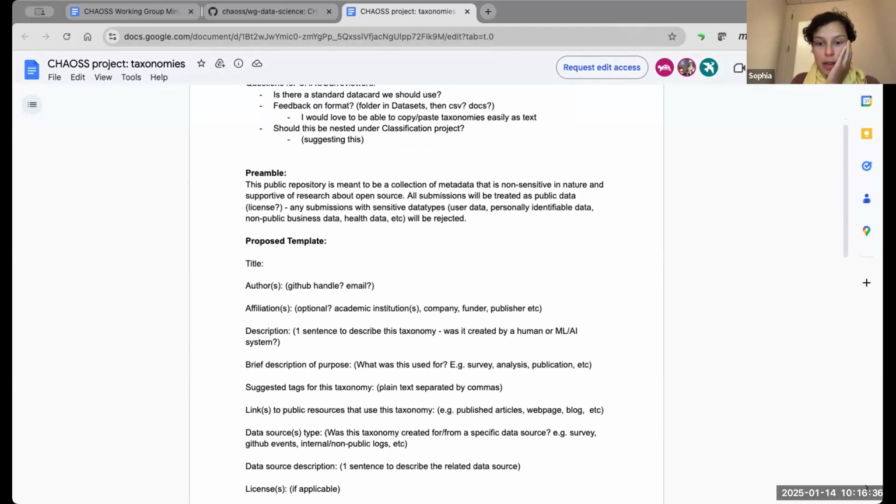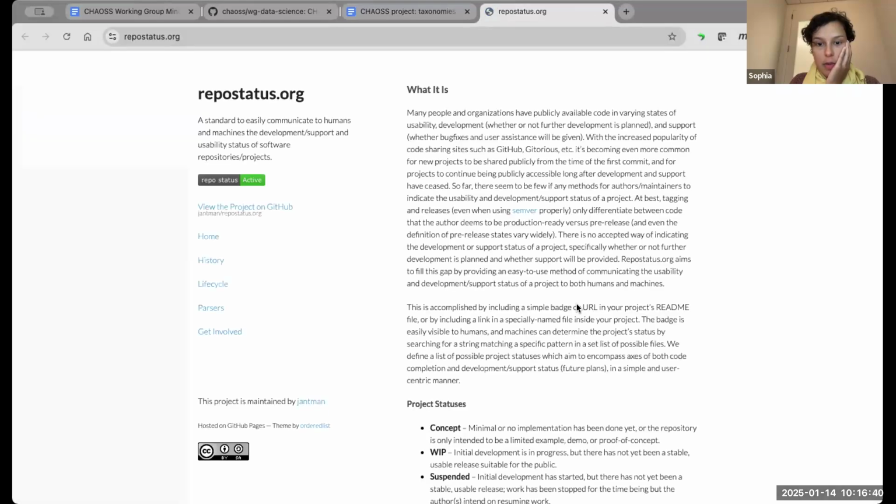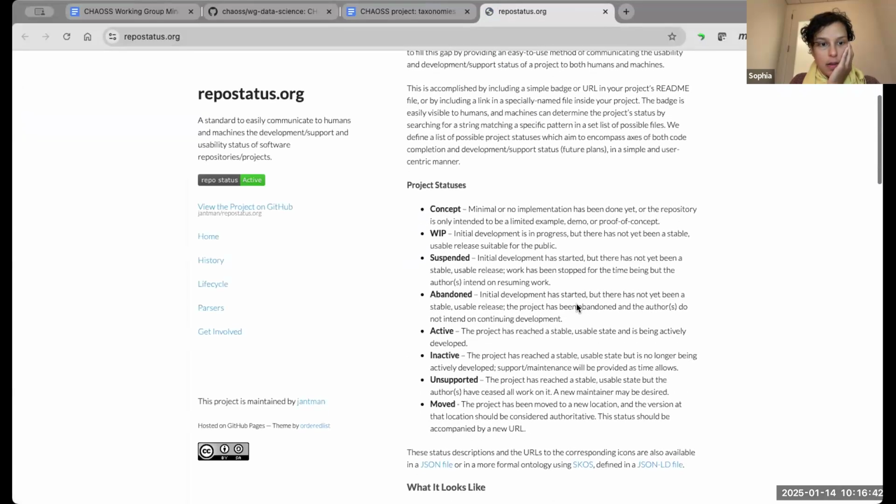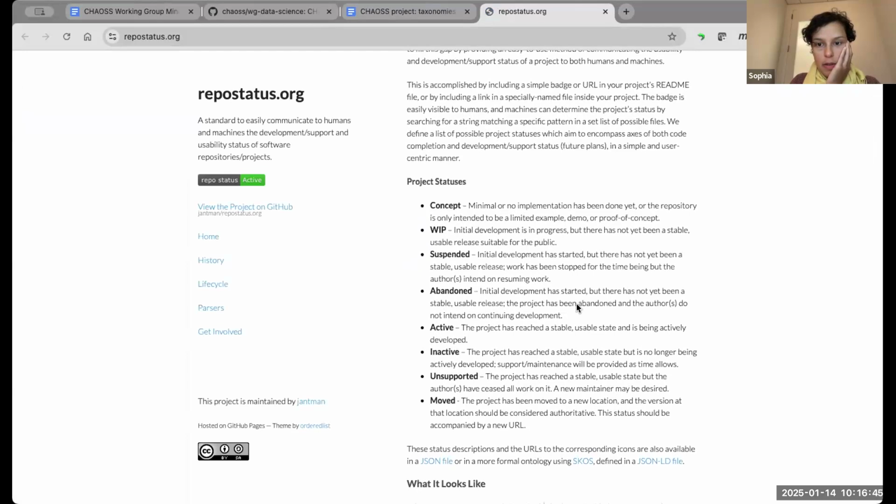Ooh, so the repo status looks like a set of tags for repos. Is that the appropriate interpretation? Yeah. That's like a 2-second overview. Okay. So this is one type of taxonomy that just comes to mind when we talk about how do we label repositories.